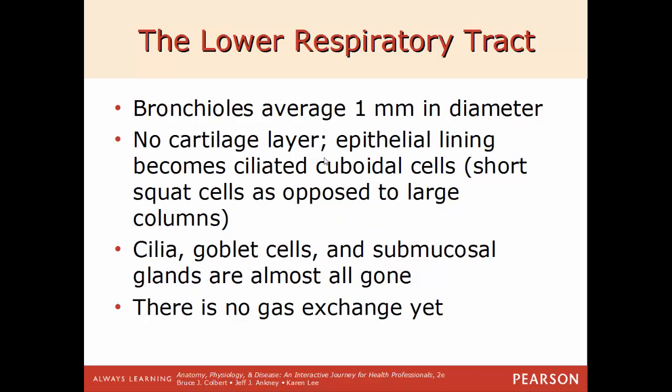And the bronchioles will average about 1 millimeter in diameter. There is no layer of cartilage here in bronchioles. What you have is the epithelial lining will become more ciliated, cuboidal, as opposed to having long column-shaped cells. So they become more cube-shaped as opposed to column-shaped. Also at this point, the cilia, the goblet cells, and the submucosal glands are almost all gone. But you still don't have any gas exchange happening just yet.